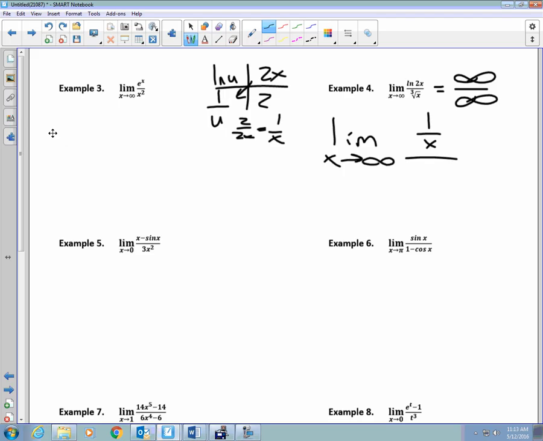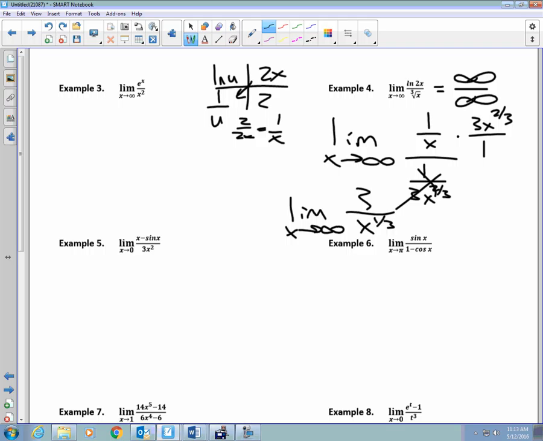1/3 x to the negative 2/3. So that'll be 1 over 3x to the 2/3 power. What should I do? Multiply by the reciprocal, times 3x to the 2/3 over 1. What do I have in the top? 3 over x to the 1/3. Good. So we got 3 in the top.